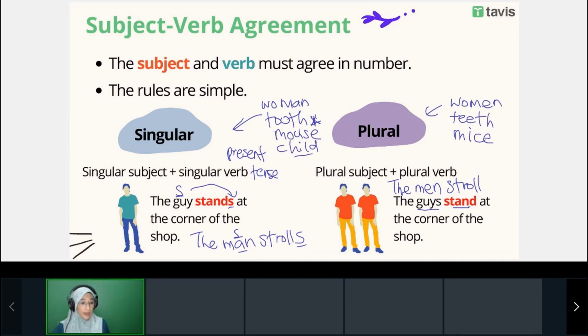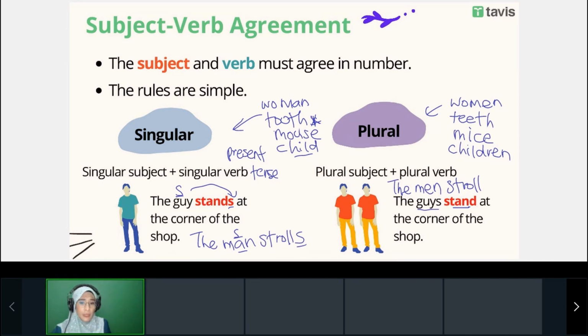Child. Child is one. But for plural, it's children. Okay, children. So this is child. This is children. These are what we call your nouns as well.